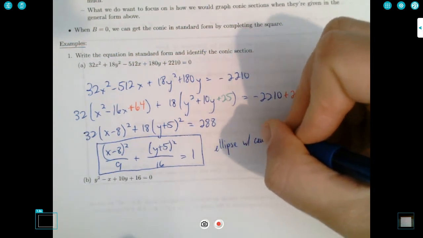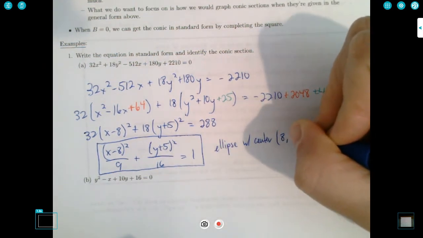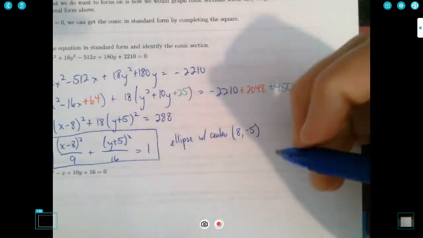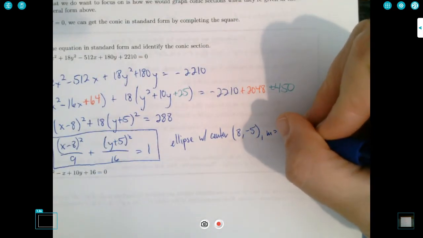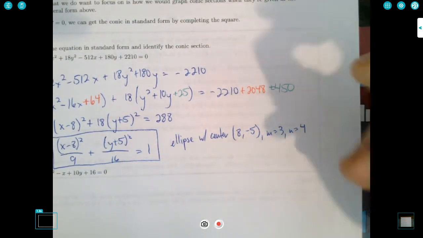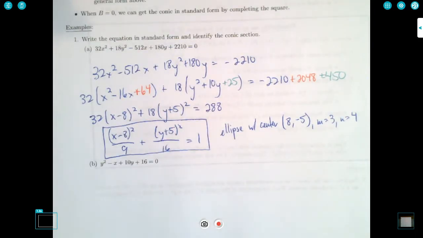With center 8, negative 5. M is 3, N is 4. All right, so you can graph that thing easily now.